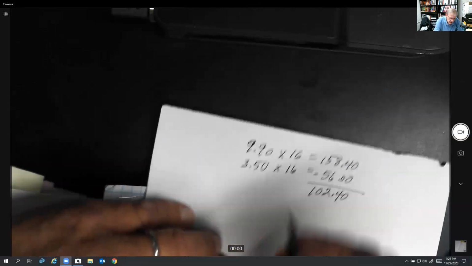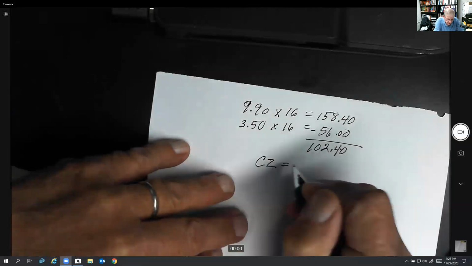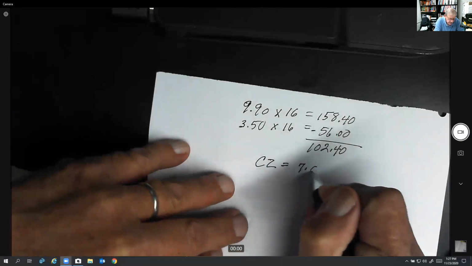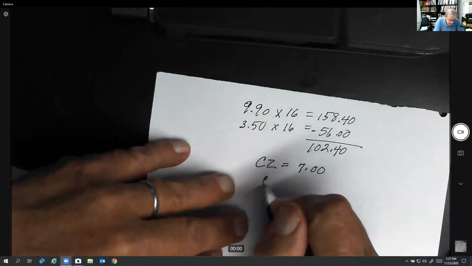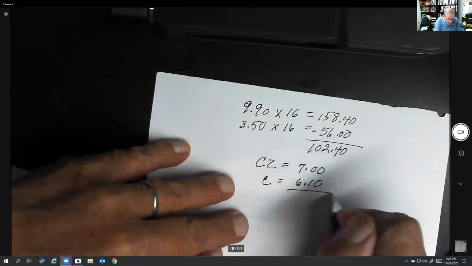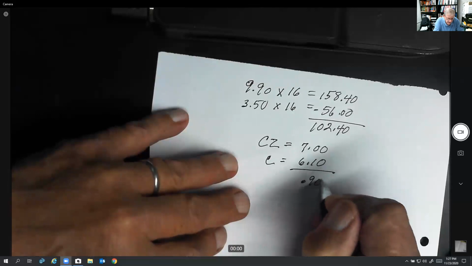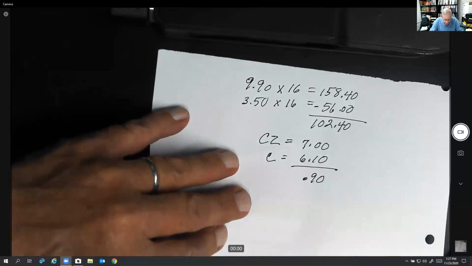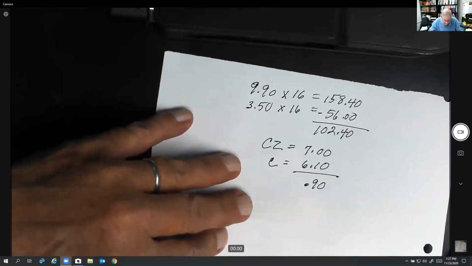So in the Czech Republic, gas costs $7 a gallon. And in Chile, still pretty high, $6.10. So the difference between these I came up with was 90 cents, 90 cents a gallon approximately. So it said, by what percent did the total cost of a gallon of gas in the Czech Republic exceed?